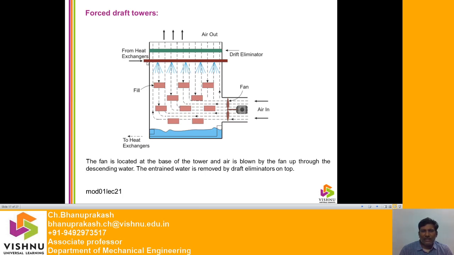Here, from the heat exchangers the hot water comes and gets sprayed. The sprayed water comes down and is filled in the fillers. From the filler, the water is again split and sprayed onto the air. At the bottom the water is collected. This water is the cold water. Again we feed it to the system, or otherwise give it to the heat exchanger. This is regarding the forced draft tower.